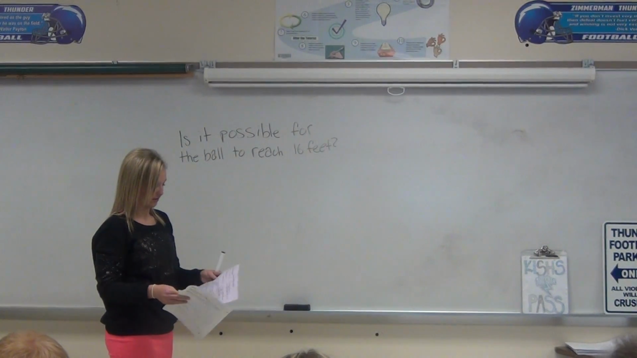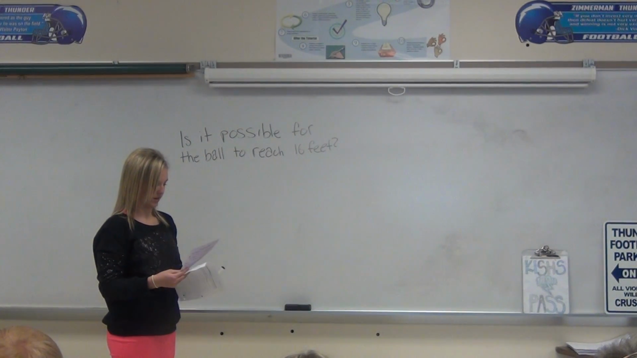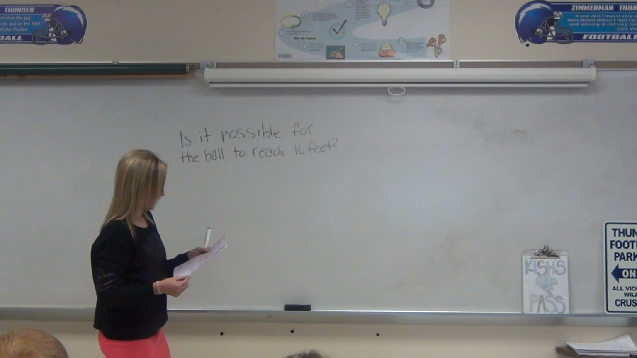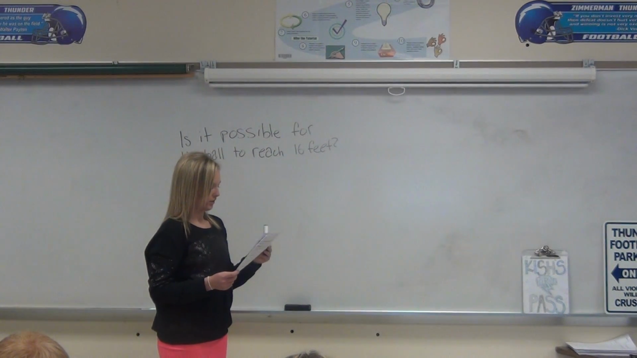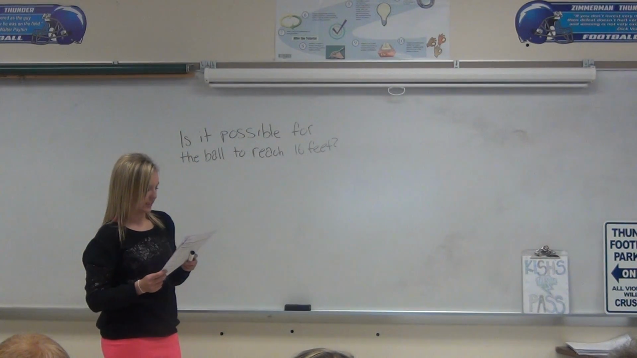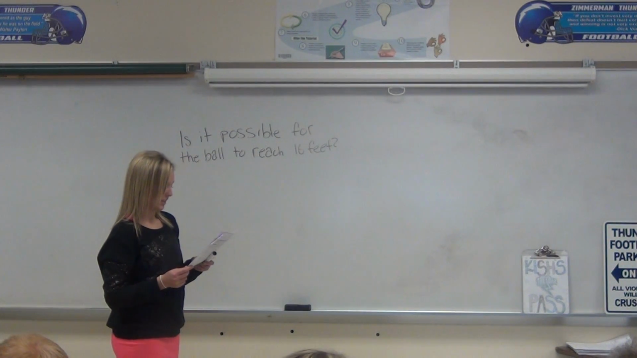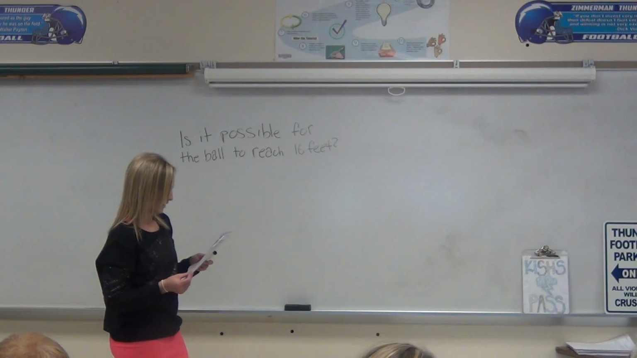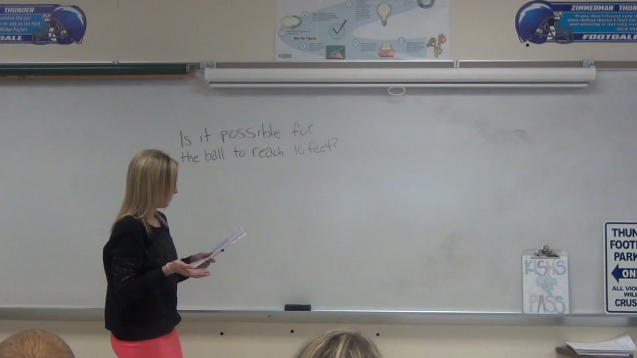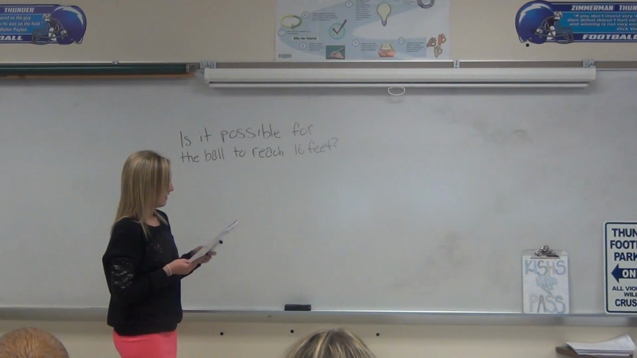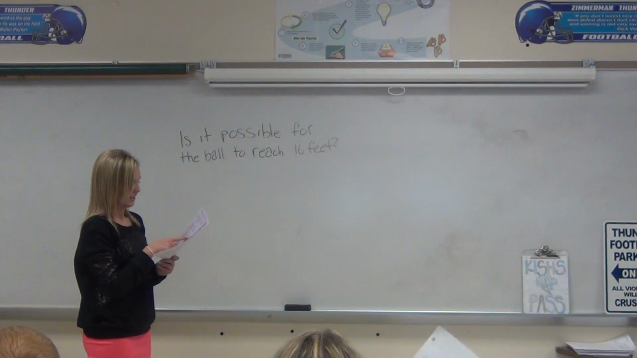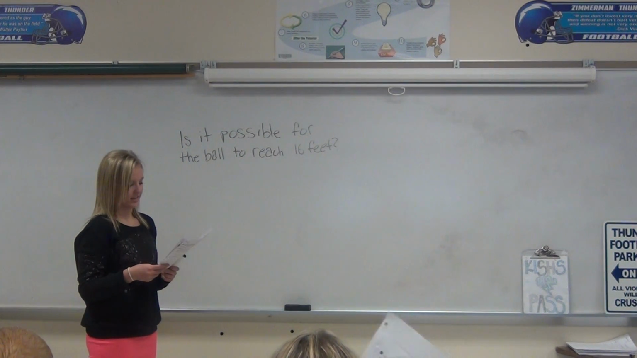We found out these new equations that we had to use for them. And this is the paragraph it went with. It says, you kick a football with an initial velocity of 40 feet per second. The equation h equals negative 16t squared plus 40t models the height the football will reach t seconds after it is kicked. And then it says, is it possible for the ball to reach 16 feet? I don't know how I'm supposed to figure that out. Do I plug in 16 feet to t?